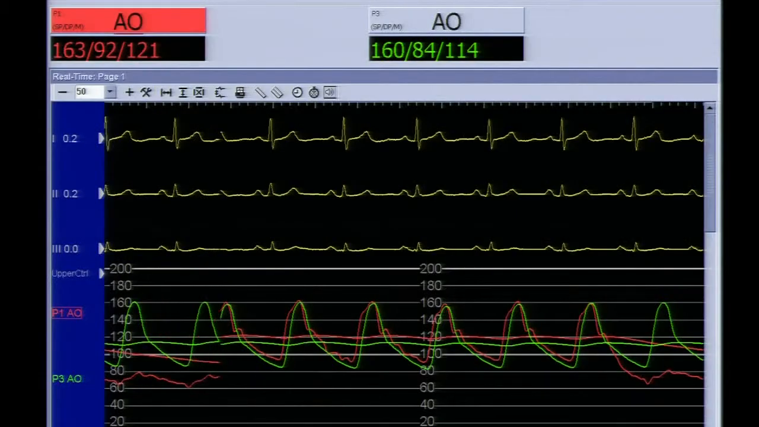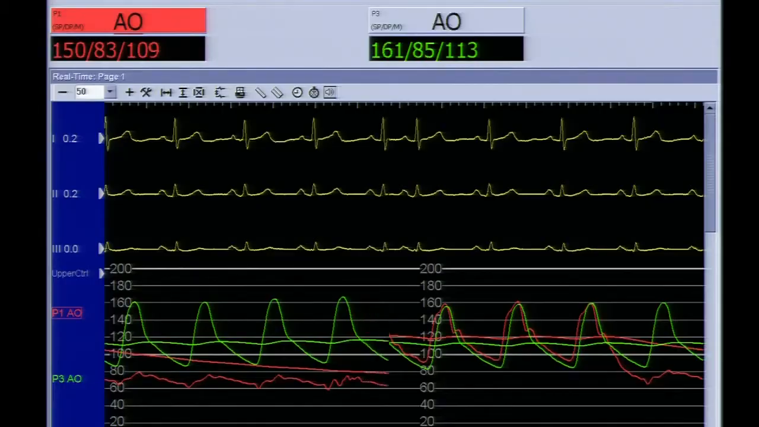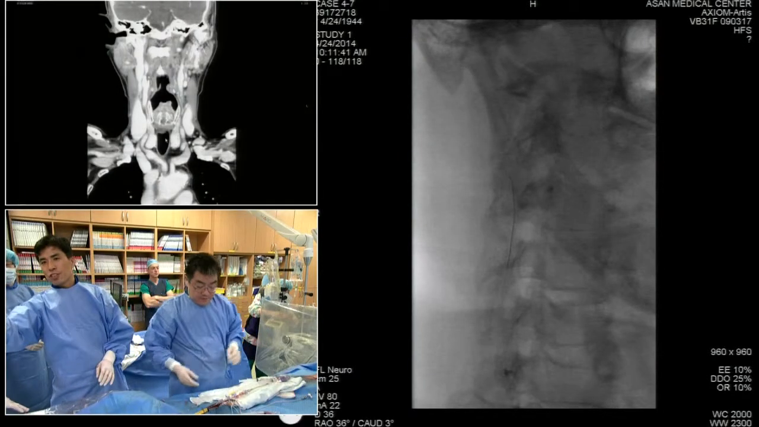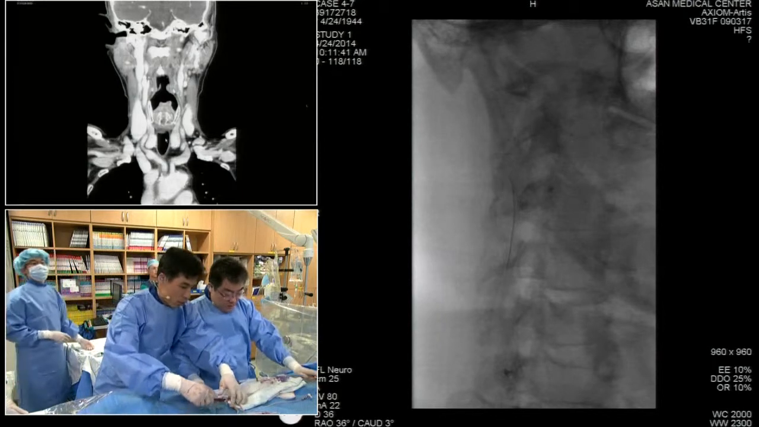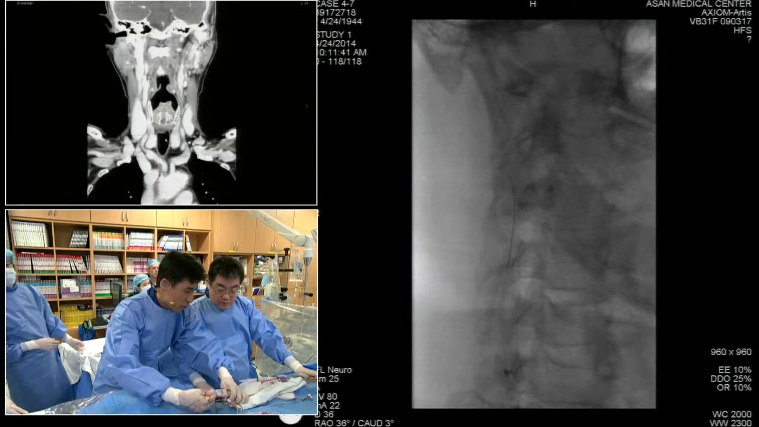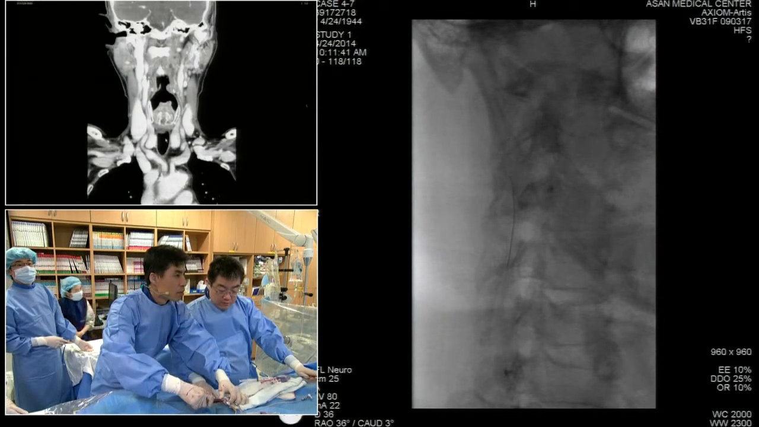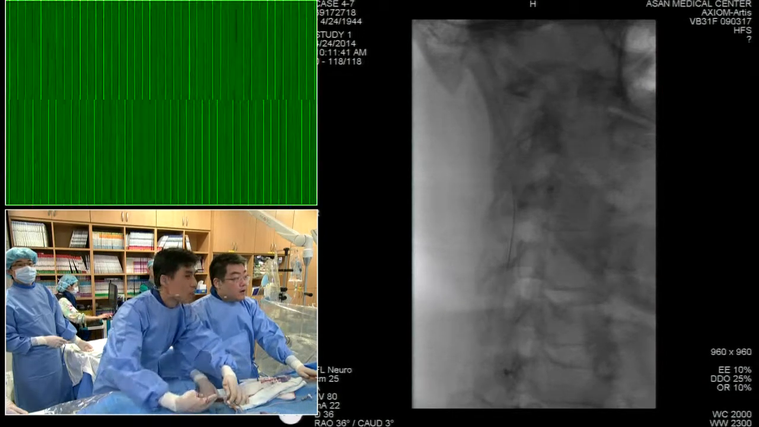Okay. Can you see the pressure? The pressure now is coming down. So we can do a small test here to see if we have... we already use a large amount of saline. Yeah, please show us the occlusion pressure once again.